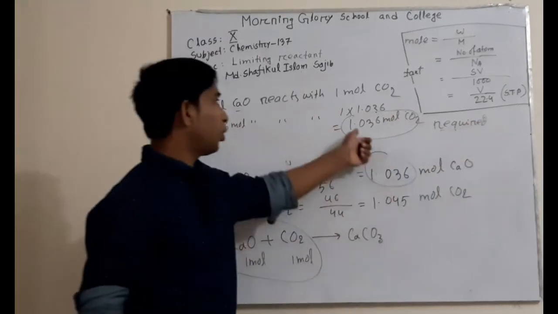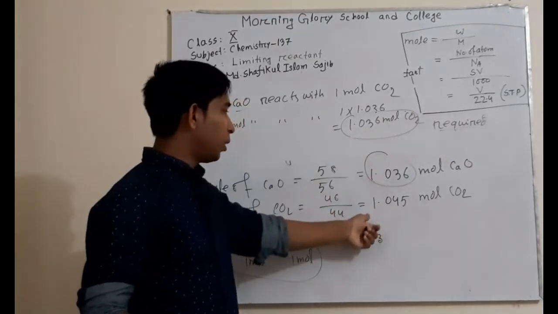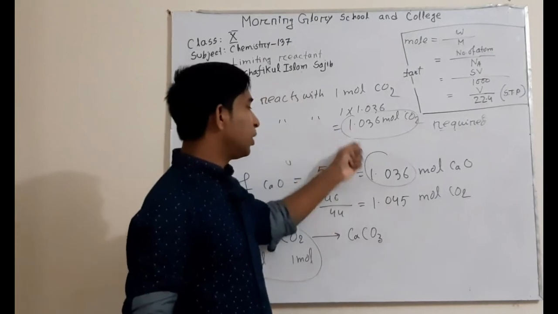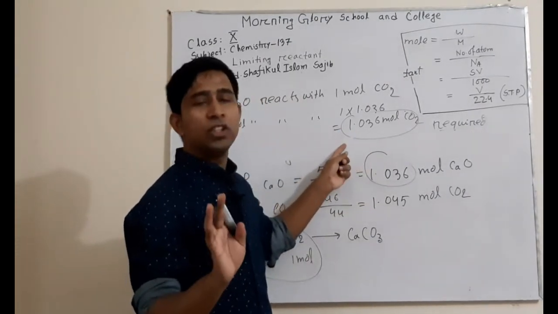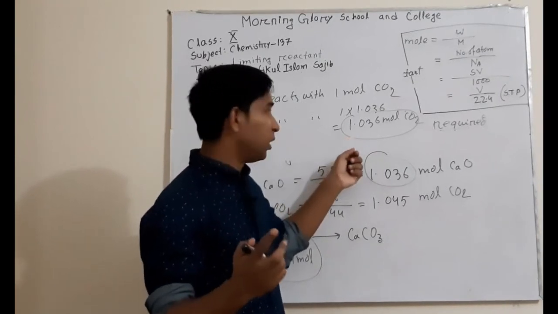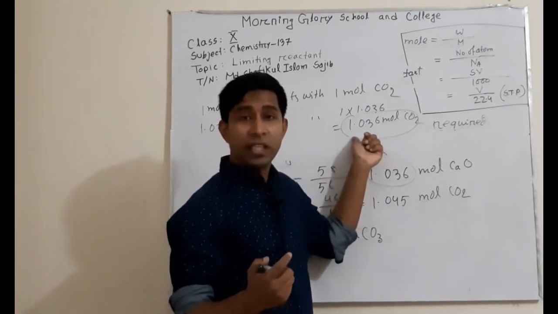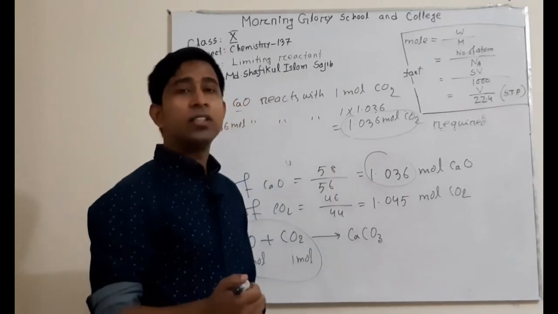Our required amount of carbon dioxide is 1.036 mole, but our provided amount is 1.045 mole. That means the required amount is less than the provided amount. So carbon dioxide is in excess in this reaction. Between the two reactants, carbon dioxide and calcium oxide, if carbon dioxide is in excess, then calcium oxide will be the limiting reactant. So this is why calcium oxide is the limiting reactant in this reaction.